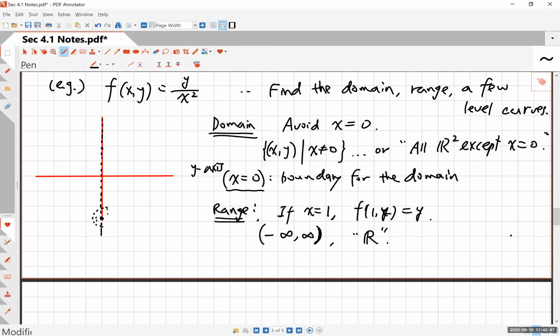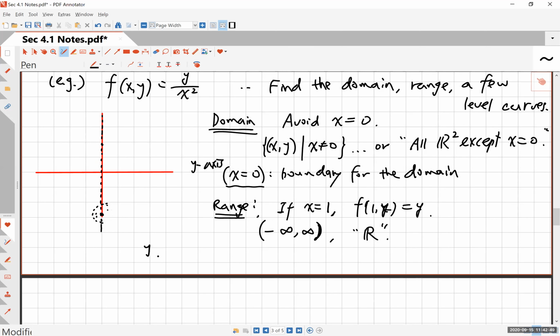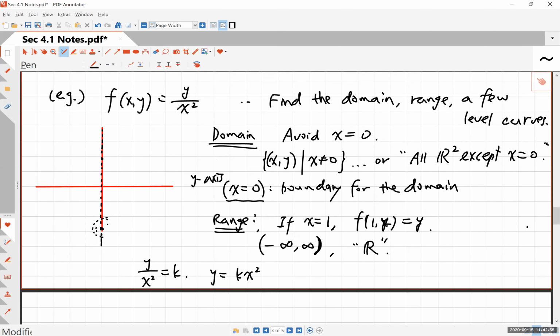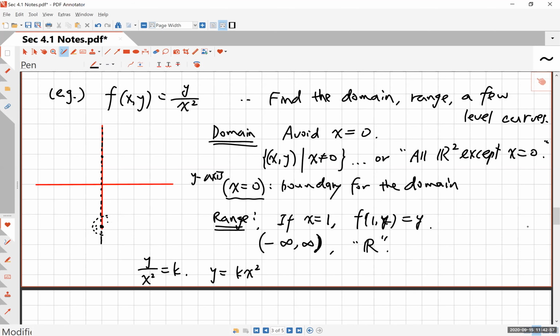Okay, a few level curves. So if you say y over x squared is k, clearly y is k x squared. Remember, x is not 0, right? So if k is 1, for instance, you get this curve, right? Since you can't have x equal to 0, you may want to have a hole here. In fact, you have to have some sort of an indication that x cannot be equal to 0. So it'll be like the parabola. In fact, it is a parabola, except you have the hole right in the middle.